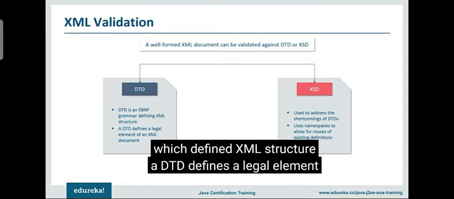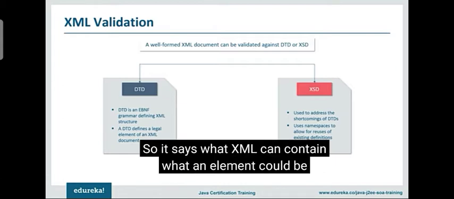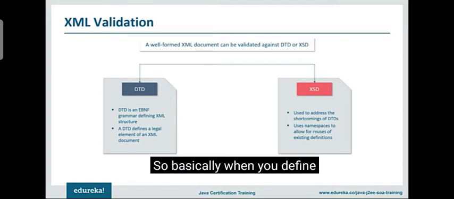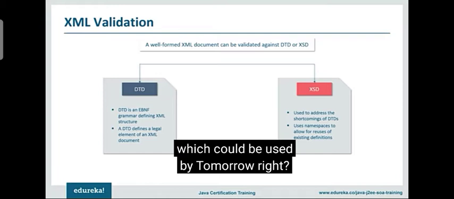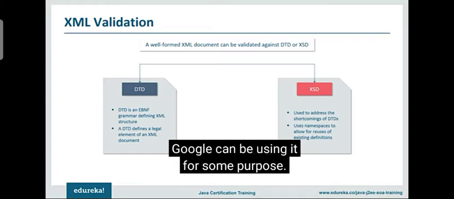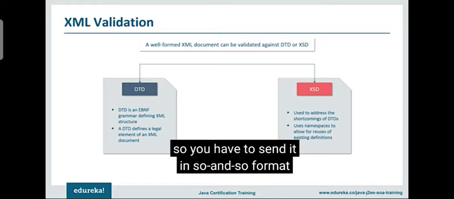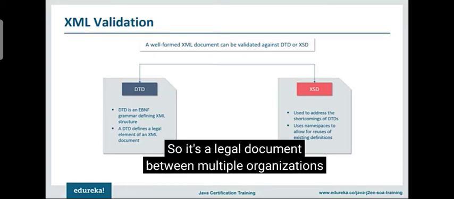A DTD defines the legal elements of an XML document. So it says what the XML can contain, what an element could be, or what the attributes could be. Basically, when you define a DTD, you can expose a service today which could be used by Google tomorrow. So this is a legal document saying that my service accepts data in so and so format. You have to send it in that format for us to process it. So it's a legal document between multiple organizations.